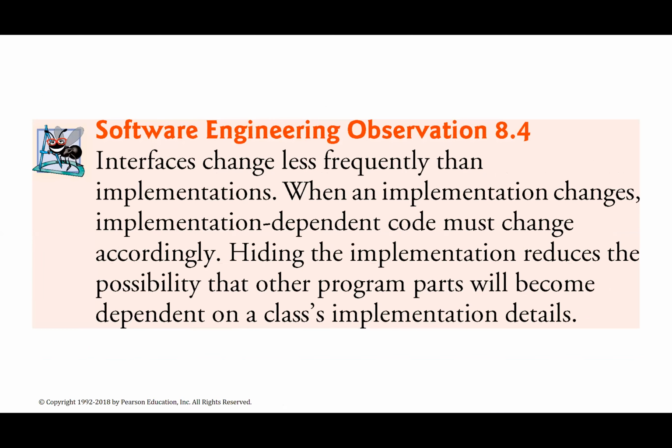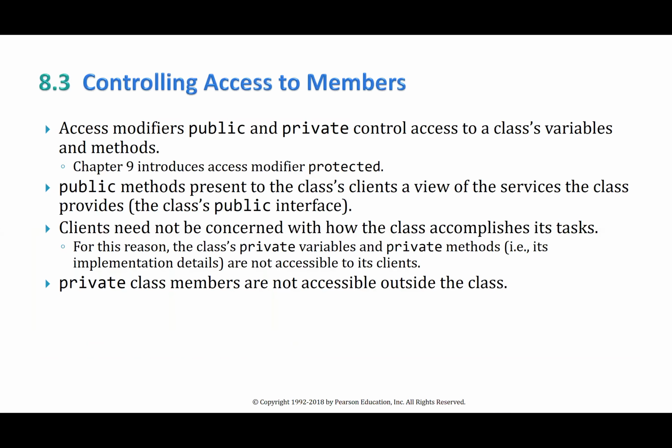So interfaces change less frequently than implementation. So when implementation changes, implementation-dependent code must change accordingly. Hiding the implementation reduces the possibility that other program parts will become dependent on class implementation details. All he's saying there is that if you write a method, and then you go in and change how the method works, the actual details of it, as long as that signature stays the same, it doesn't matter. It's not going to make a difference to your program.